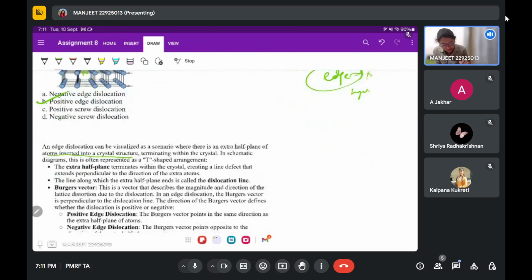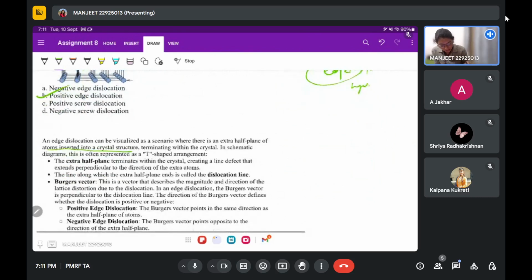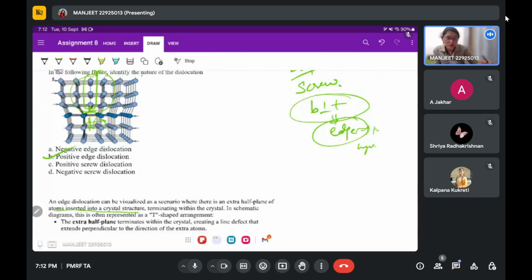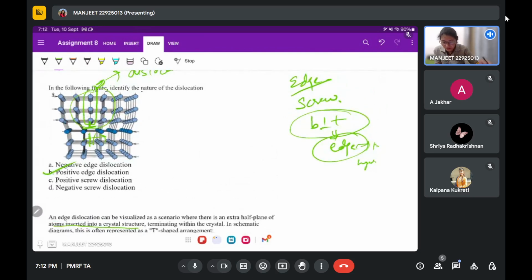The Burgers vector describes the magnitude and direction of the lattice distortion due to the dislocation. In an edge dislocation, the Burgers vector is perpendicular to the dislocation line, and the direction of the Burgers vector defines whether the dislocation is positive or negative. In the positive edge dislocation, the Burgers vector points in the same direction as the extra half plane of atoms, and in the negative one it points opposite to the direction of the extra half plane. So this figure represents the positive edge dislocation. So B is the correct answer.